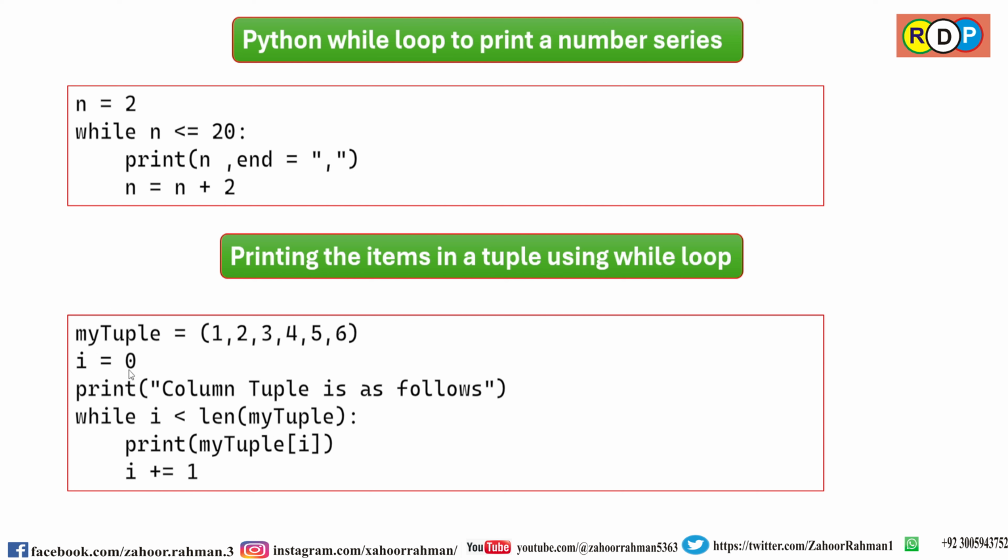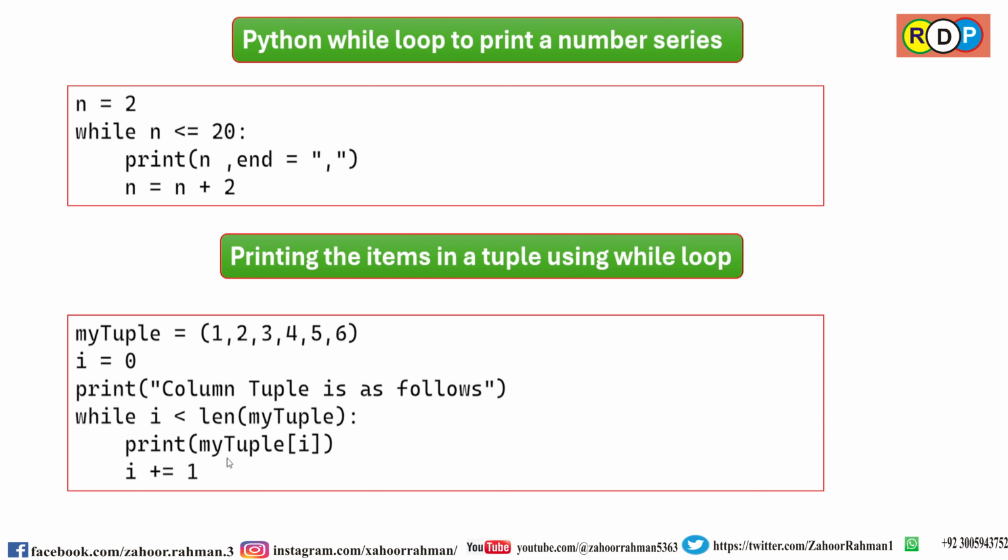So i is equal to 0. Print column tuple is as follows. And while i is less than the length of my tuple. What is the length of my tuple? 1, 2, 3, 4, 5, 6. There are 6 items, so this length function will give you 6, and i is 0. 0 is less than 6. It is true.